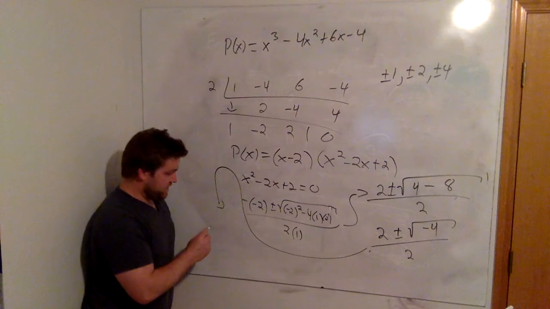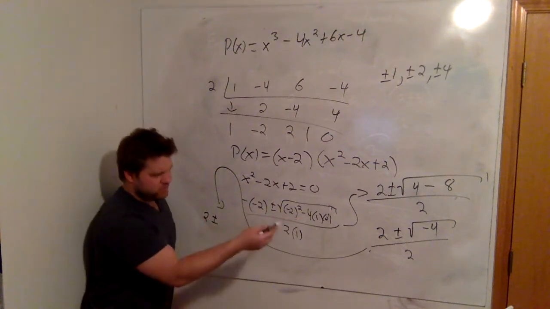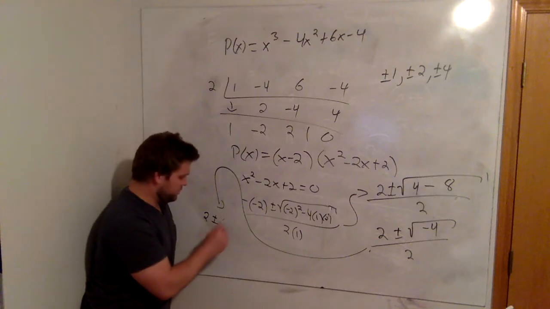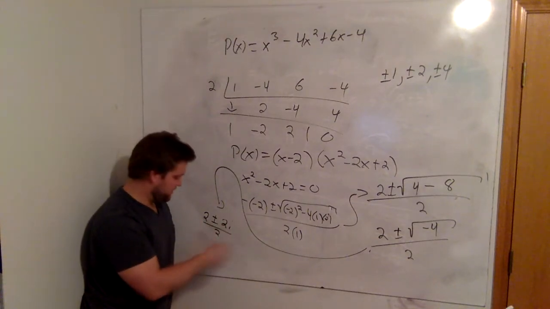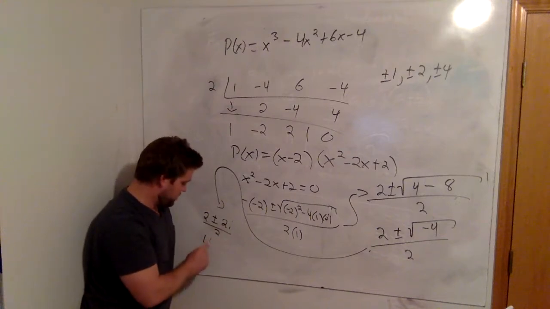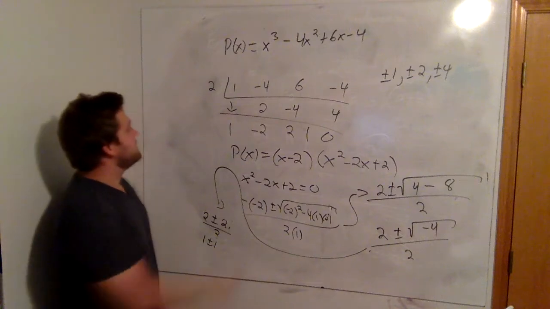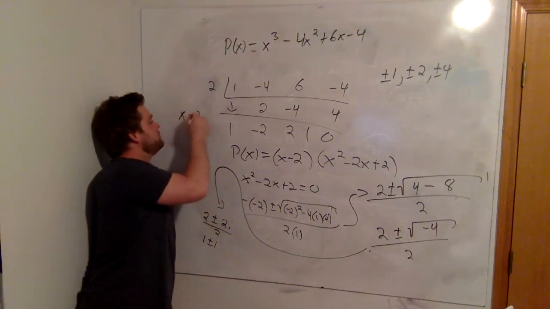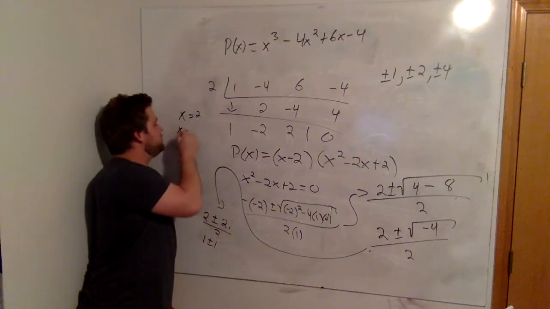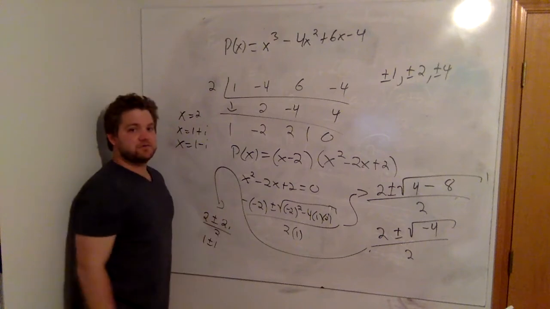Okay, so we're going to get 2 plus or minus the square root of negative 4, which is going to be, I hope you believe, 2i, divided by 2. You could distribute this 2 to each piece, so my roots are going to be 1 plus or minus i. So I have a third degree polynomial, I got 3 roots. The roots are x equals 2, x equals 1 plus i, and no surprise, its conjugate tagged along for the ride.